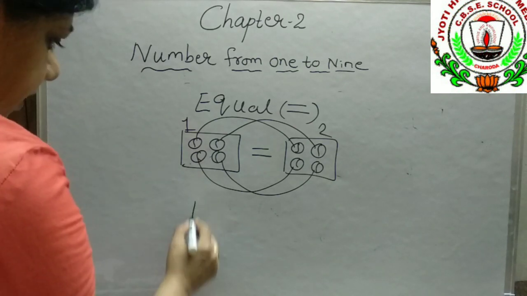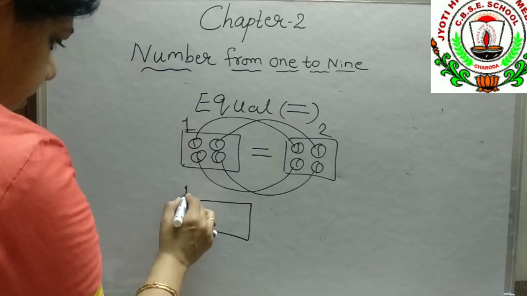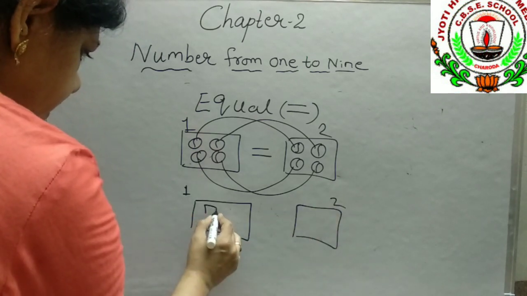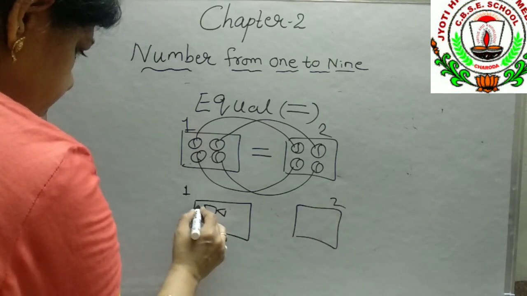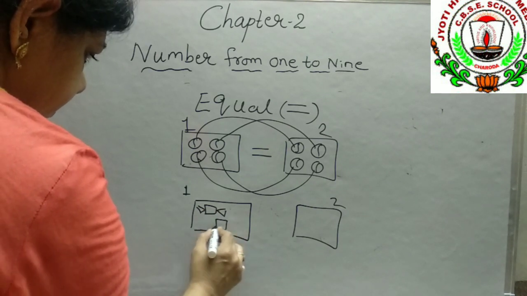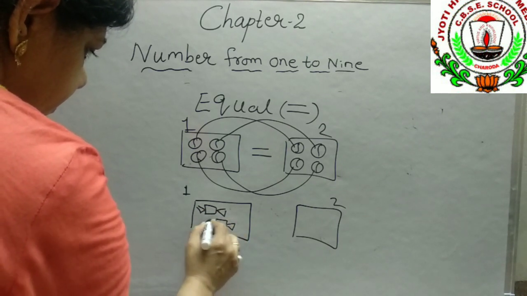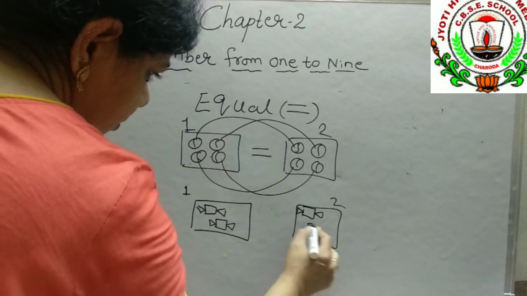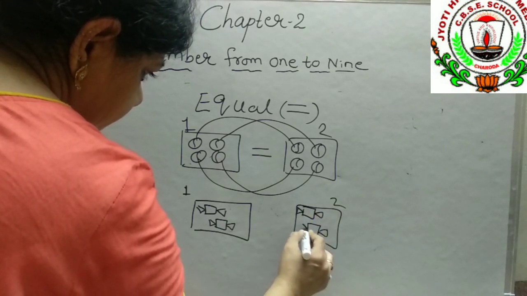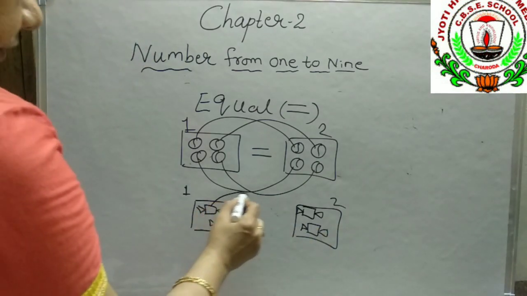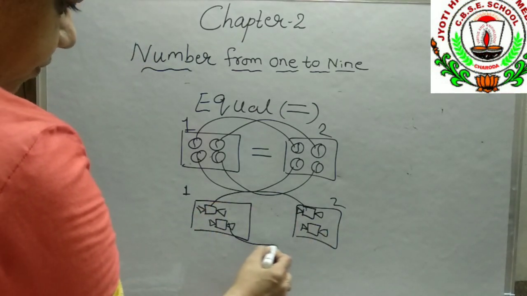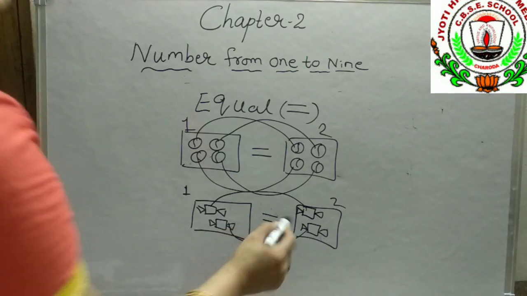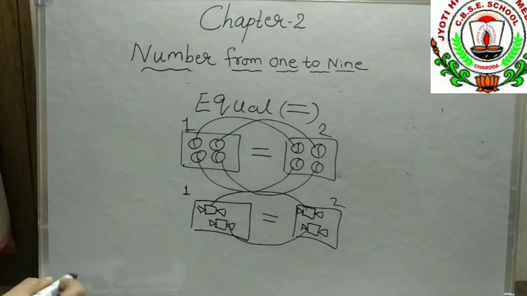Again I am taking one example. I am drawing one box and this is the second box. Here I am drawing toffees. Now which box has more toffees? One toffee, one toffee, two toffees, two toffees. So both the boxes have the same number of toffees. So we will put the equal to sign.